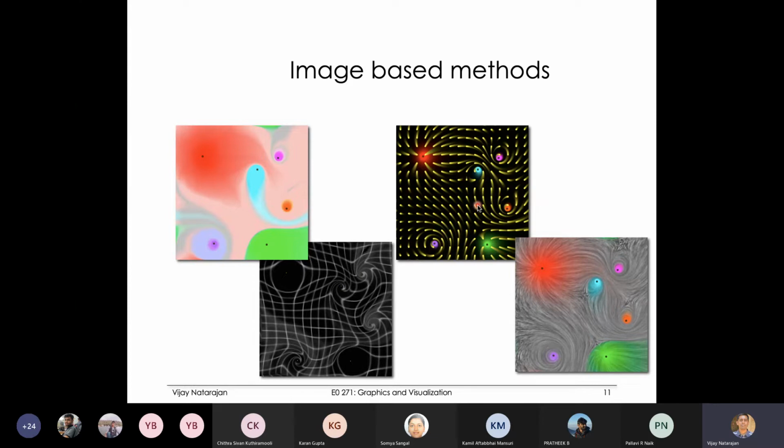On the top right is a visualization where the vector field is shown like a comet. This is quite common for visualization that is used for displaying wind, for example. What you see is the movement of the vector field over time, and the direction is indicated by the tail of the comet. Here color is again used to indicate different sources and sinks.